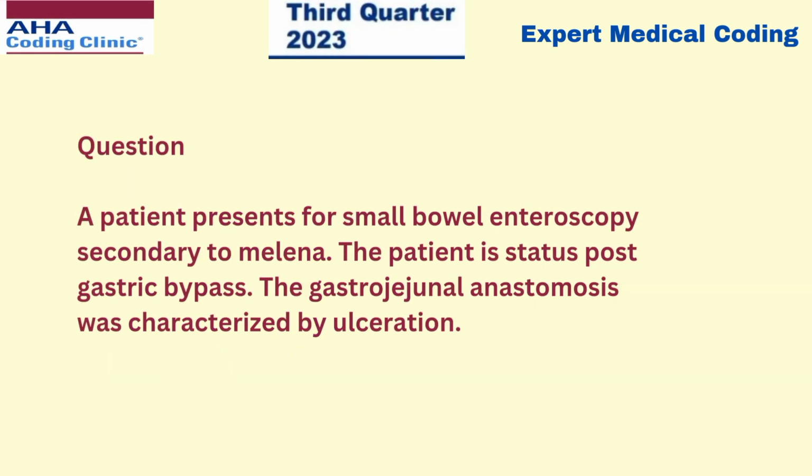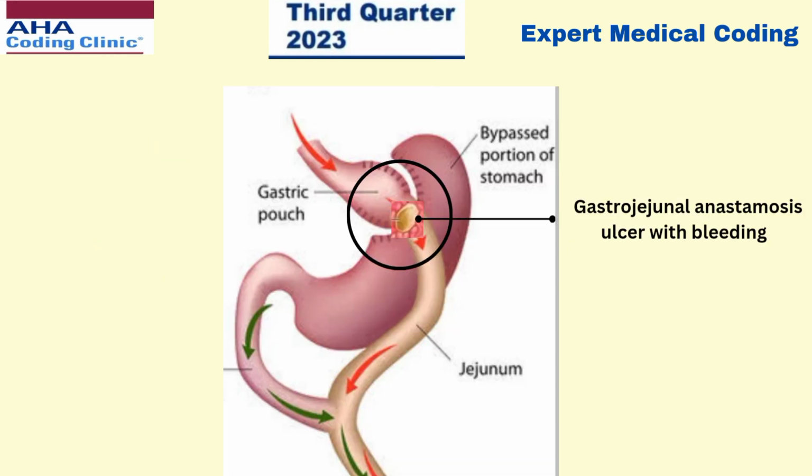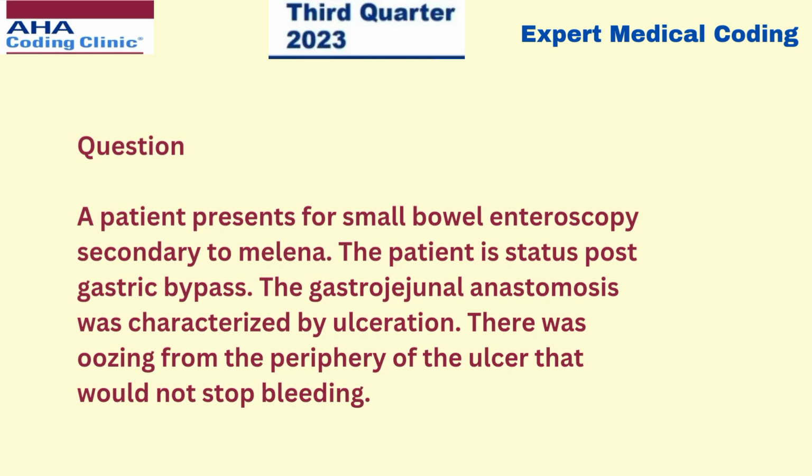The patient is status post gastric bypass and the gastrojejunal anastomosis was characterized by ulceration. Now the patient has developed the ulceration at the gastrojejunal anastomosis site, as you can see in the image. So there was an oozing from the periphery of the ulcer and that would not stop bleeding. So the patient has developed the ulcer at the gastrojejunal anastomosis site and it was bleeding.